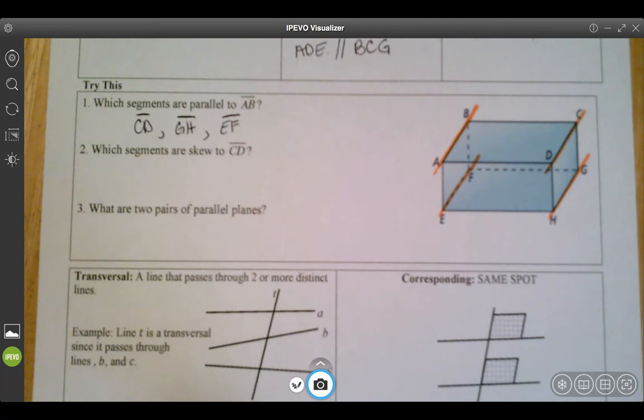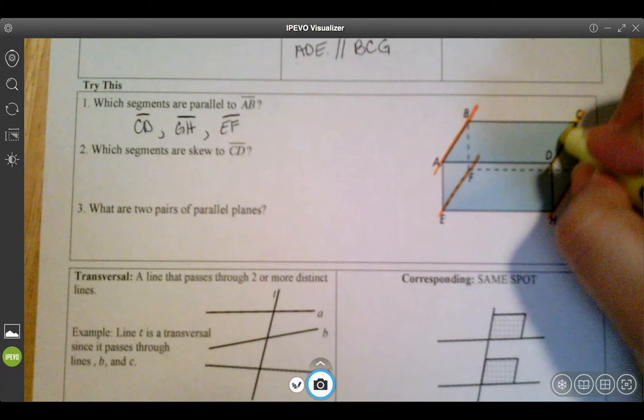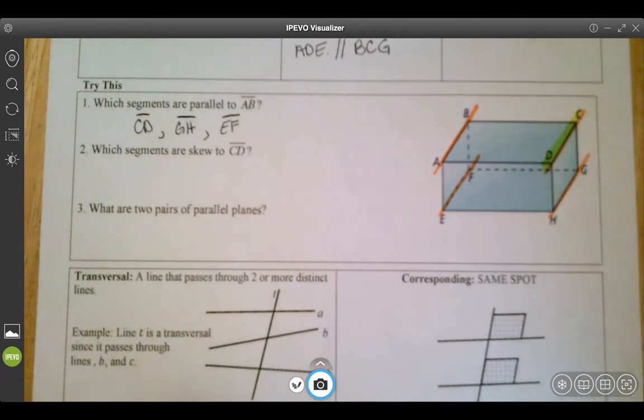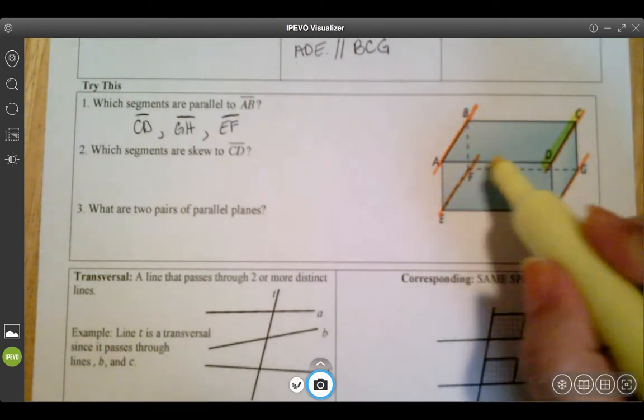Okay, which segments are skew to CD? So now we're looking at, I'm going to use a different color. I have yellow here. Here is CD. I want it to be going a different direction and never touching it. So these are going different directions, but they do cross CD, right?